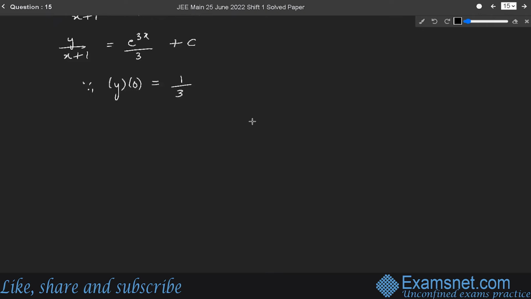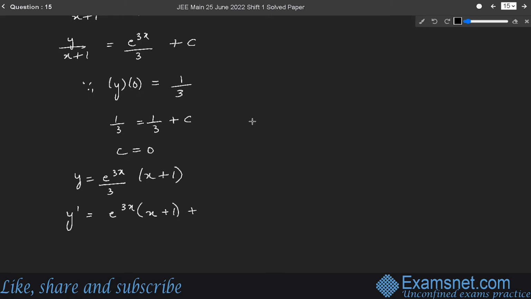Therefore, we can say that 1 by 3 is equal to 1 by 3 plus c. So c will be equal to 0. Therefore, y will be equal to e power 3x divided by 3 into x plus 1. And its derivative y dash will be equal to e power 3x into x plus 1 plus e power 3x, divided by 3. So it will be equal to e power 3x into x plus 4 by 3.